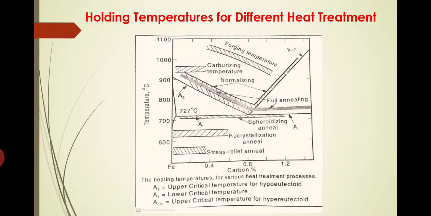Now this will give us a somewhat overall idea about holding temperatures for different heat treatment processes. You can see in this line, A3 is the upper critical temperature for the hypoeutectoid reaction. Towards this left side we will have hypoeutectoid, and here we will have hypereutectoid solution. So the A3 line is the upper critical temperature for the hypoeutectoid combination, and this line is ACM.